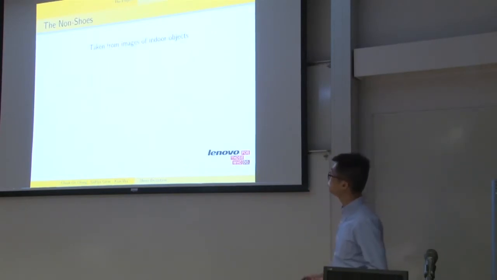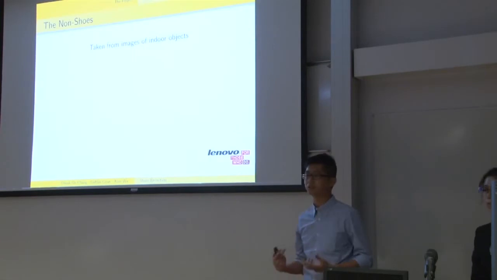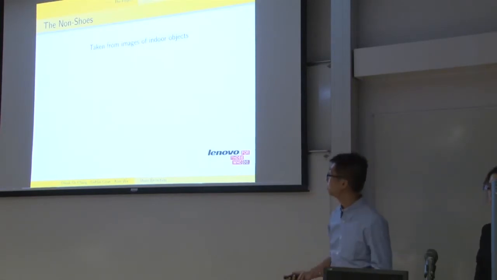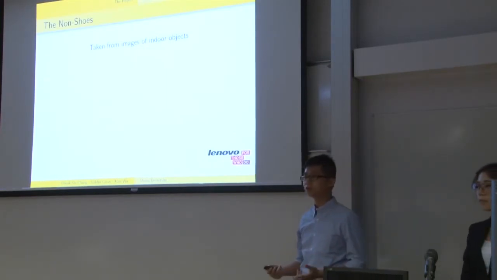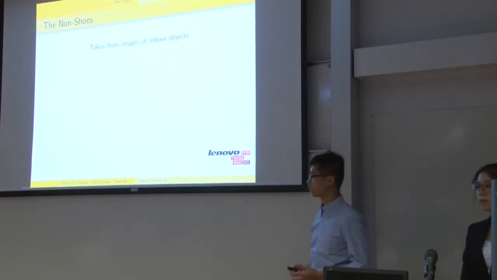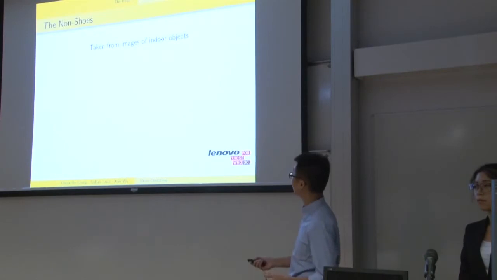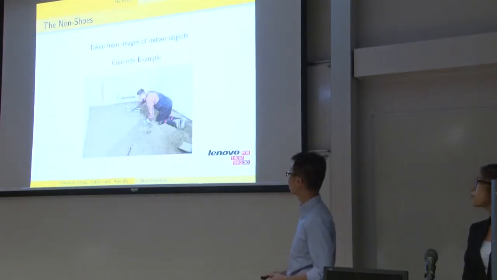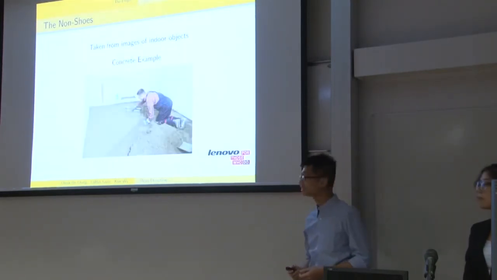And since we want to tell our models to learn the differences between the shoes and non-shoes, we need to show our models the pictures of the shoes and non-shoes. And we'll choose the indoor objects as our non-shoes data. And here is a concrete example of our non-shoes objects.